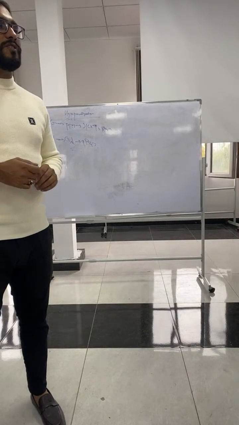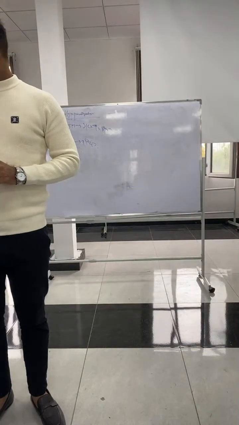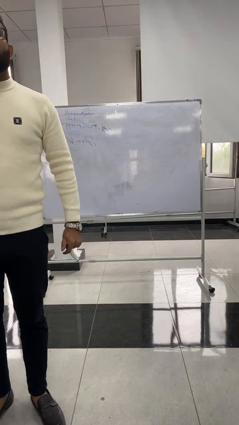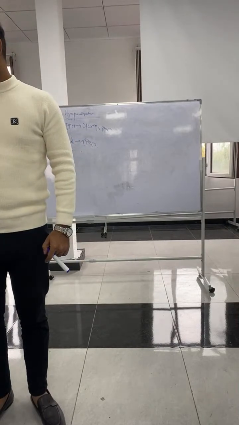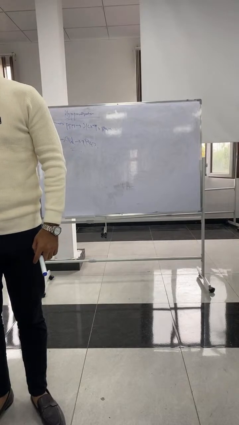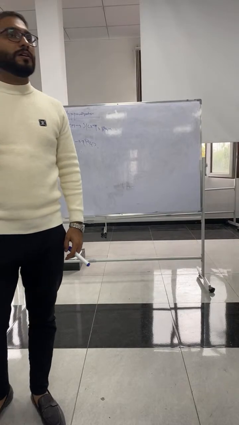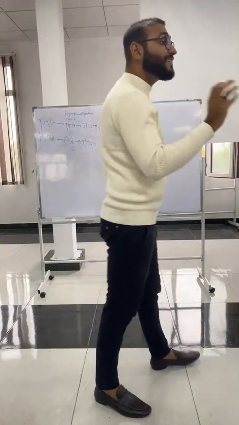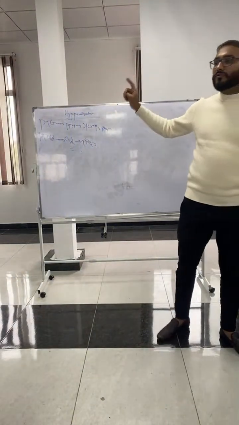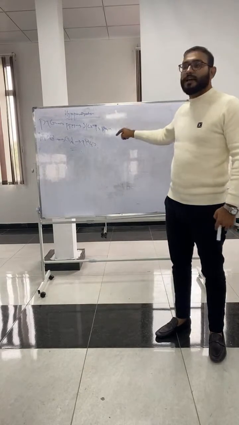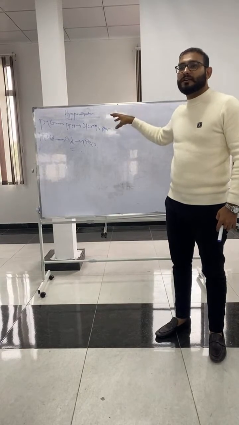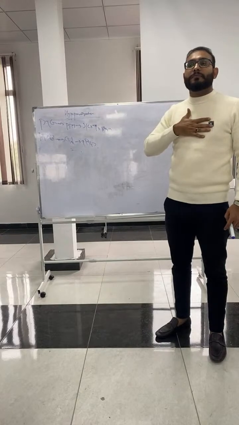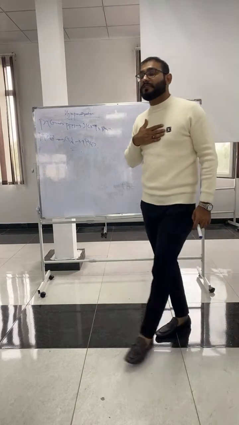In DiGeorge syndrome, what types of things do we see? Low level of calcium. Due to the low level of calcium, meaning hypocalcemia, there is the sign of tetany: perioral numbness and tingling sensation. Number 1. Number 2, there is a low level of T cells, because the third and fourth pharyngeal pouches not only form the parathyroid gland, they also form the thymus. When the thymus is absent, it means that T cells are not going to mature. When T cells do not mature, we will see recurrent infection in the patient.